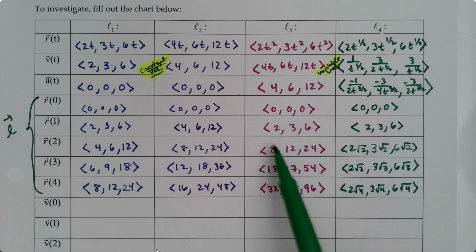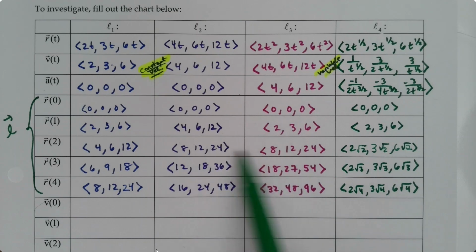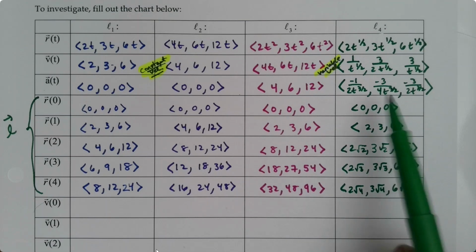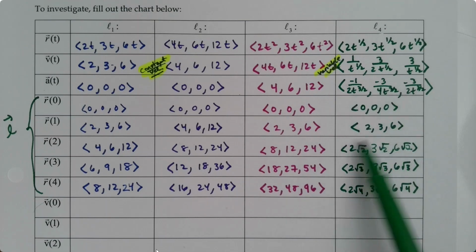This one is even more complicated. It's getting faster and faster. So it hit the same value as the double one, but then it gets even bigger. Instead of just doubling again, it's going to 18 and then it's going to 32. So it's growing even more than that. And this one's actually slowing down, right? That's why the acceleration is negative, because it's 2 times the square root of 2, then 2 times the square root of 3, then 2 times the square root of 4. Well, I shouldn't say slowing down, but it's not going quickly. Let's put it that way.